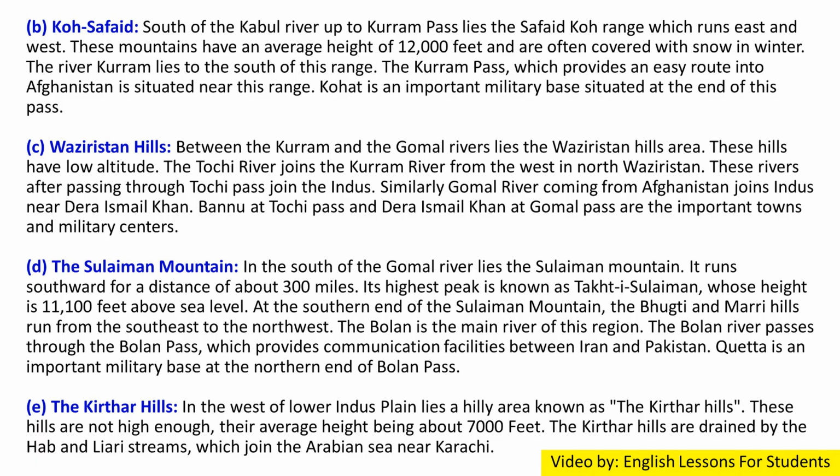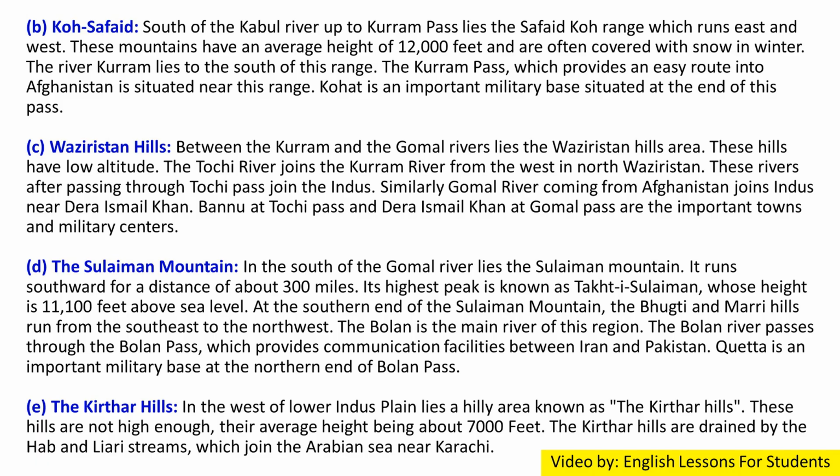At the southern end of the Suleiman Mountain, the Bugti and Marri Hills run from the southeast to the northwest. The Bolan is the main river of this region. The Bolan River passes through the Bolan Pass, which provides communication facilities between Iran and Pakistan. Quetta is an important military base at the northern end of Bolan Pass.